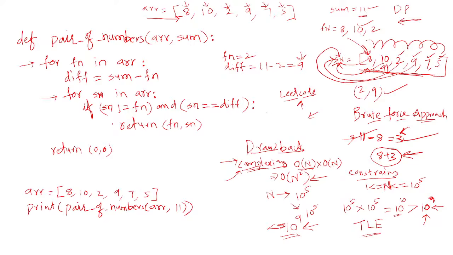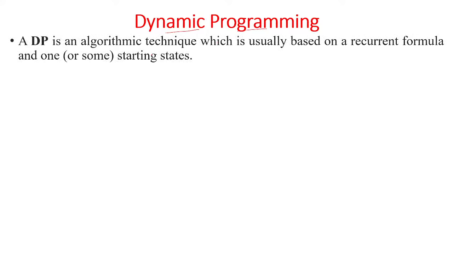Having said this, how do we write efficient code? For this, we use an approach called dynamic programming. Dynamic programming is an algorithmic technique, usually based on a recurrent formula and one or some starting states. Mainly recurrent kinds of problems can be solved by using this DP technique.